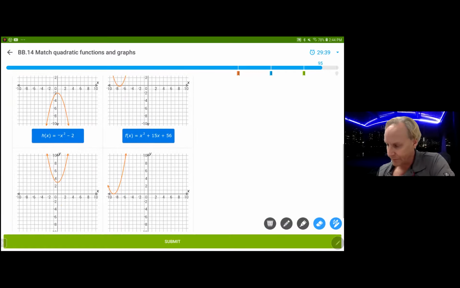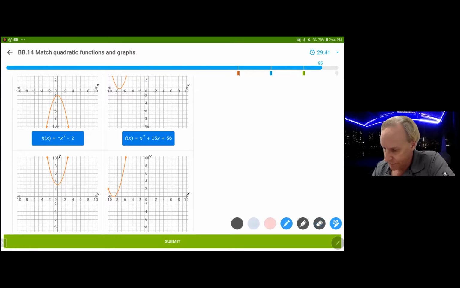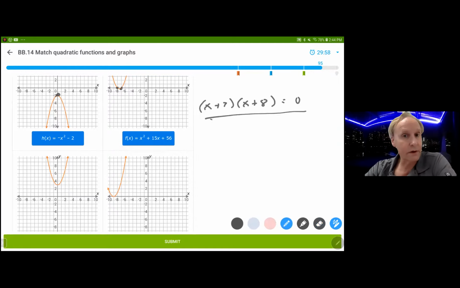So a couple of things. Notice here's the vertex at (0, -2). This one has zeros at -7 and -8, and that would be x + 7, x + 8. Remember that your zeros and your factors have kind of an inverse operation going on there. In other words, in order to get the zeros for this, we have to put a -7 in and a -8. And these are the zeros or solutions to this equation. And that's why my roots are on the x-axis.